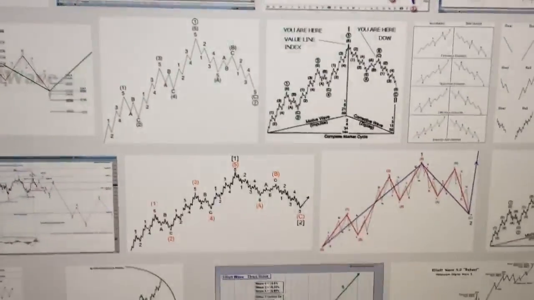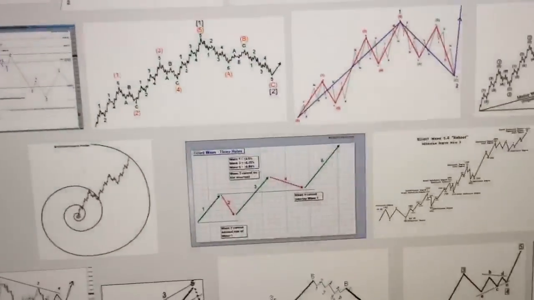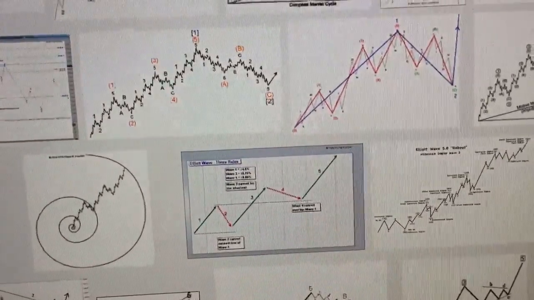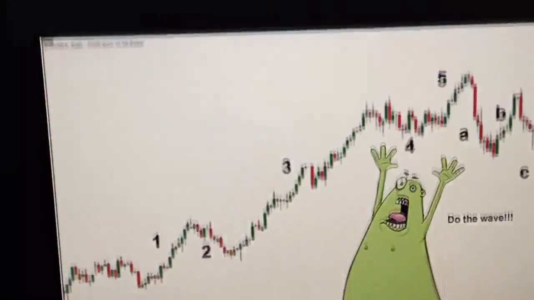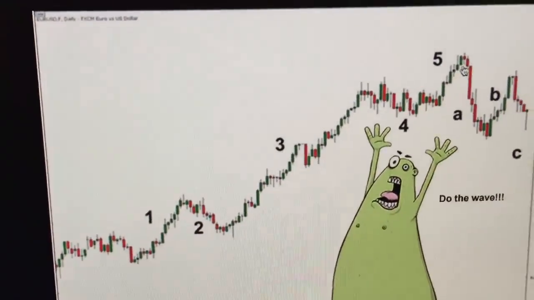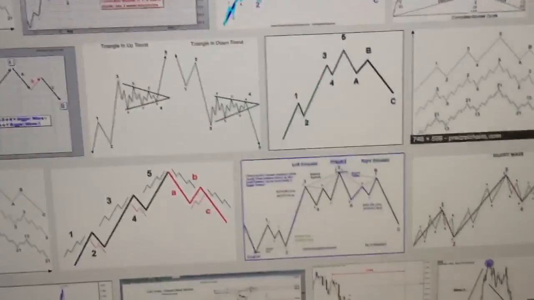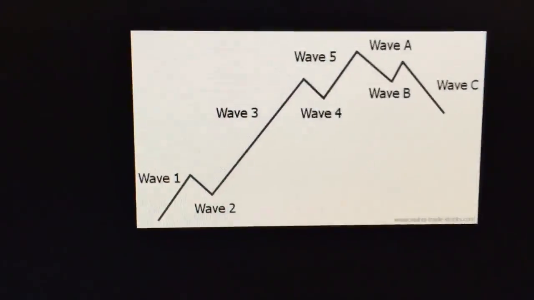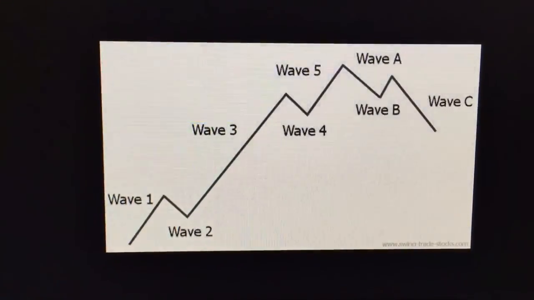Learn to train your eyes to see 3, 4s, and 5s. Because when you start to see the Elliott wave in terms of groups, and you follow some basic rules, you have some patience, you have some discipline, you can make some money.